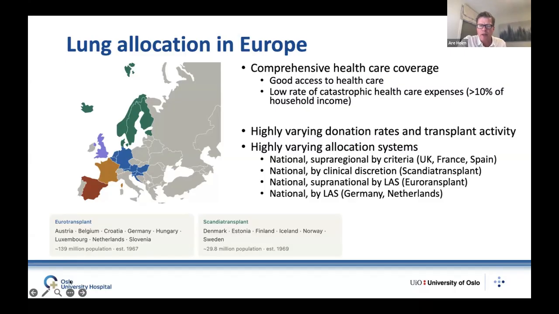Then Eurotransplant, which is maybe most comparable to the US, you have national allocation and then supranational if the lung allocation score, which was based on and is similar to the previous US system, exceeds a certain threshold, then you get supranational priority, but below that you have national priority. And specifically in Germany and the Netherlands, even the allocation below that is regulated by the lung allocation score. So that's the picture in European countries.